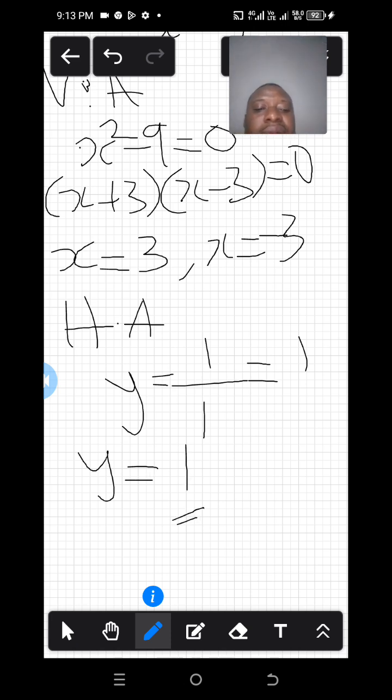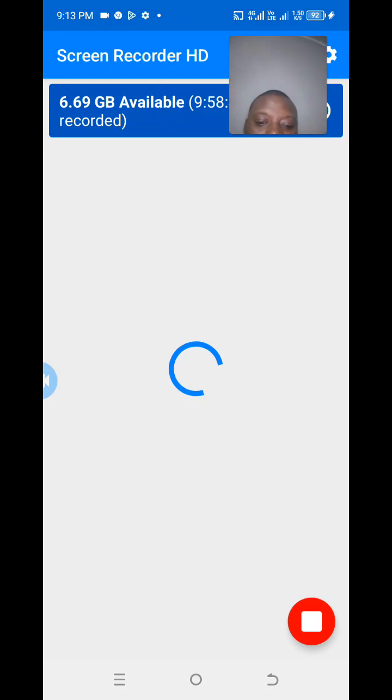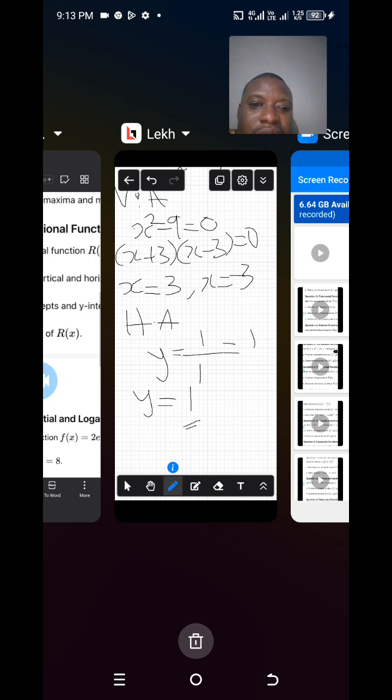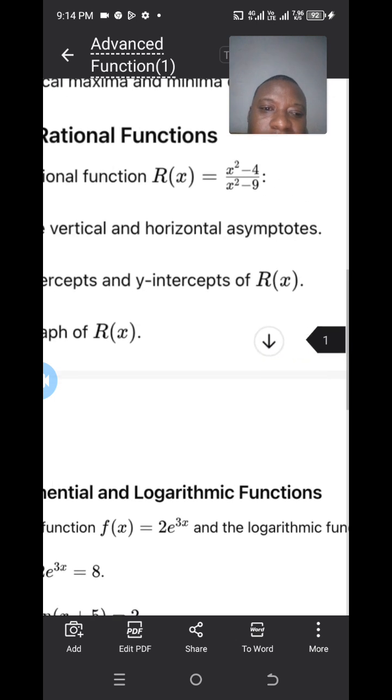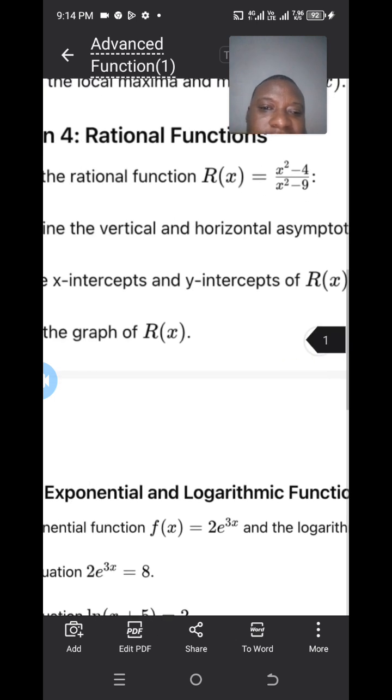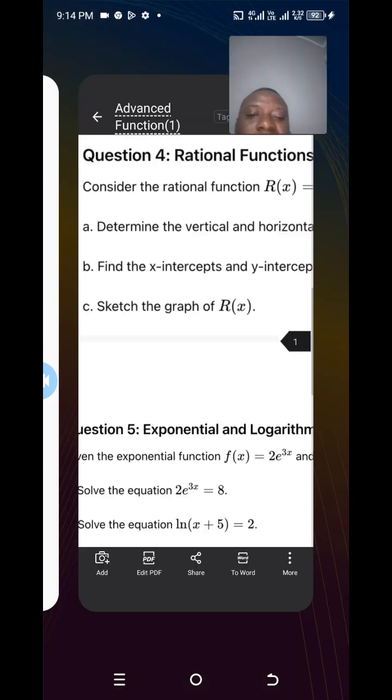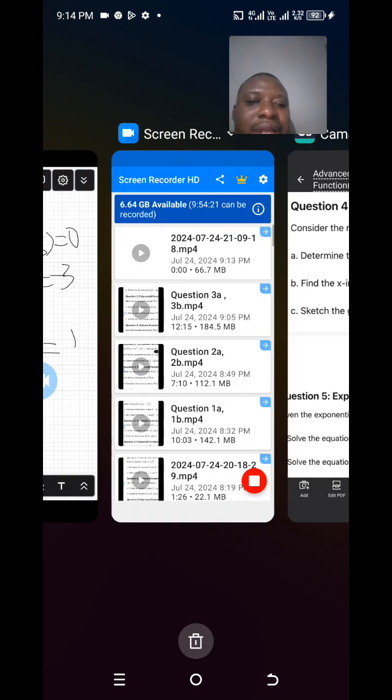So that's it. That's how to find the asymptote. Thank you. Let us go to the second question. The second question here says that we should find the x intercept and what? Y intercept.